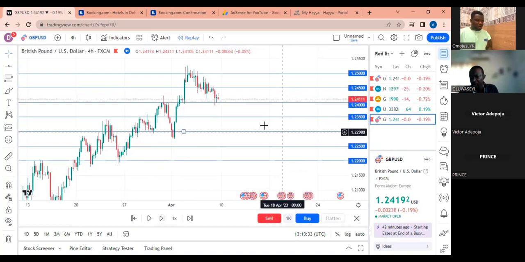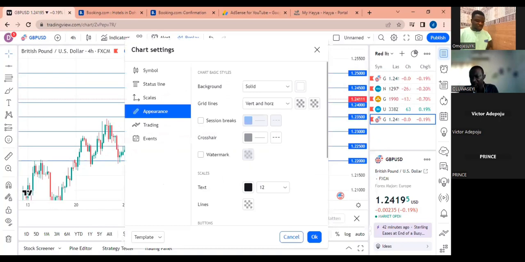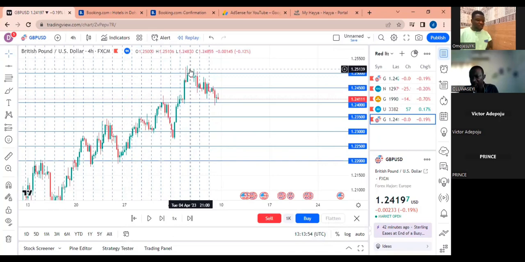we have to break the chart to Monday. To do that, you just right click or go to settings on your TradingView. So you click on settings, then section break, just click on it, you mark it, then you click OK. So we can see each of these lines represents one day.